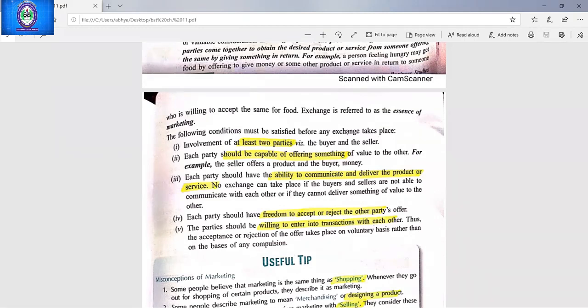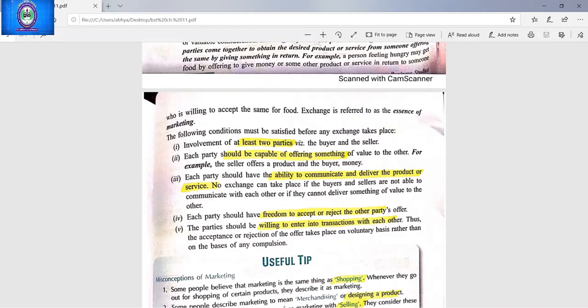Next, each party should have freedom to accept or reject the other party's offer. It means there is no foundation that if you have entered my shop, then you have to buy the product. There cannot be such type of foundations. So each party should be free to accept or reject the offer. Suppose the mobile seller is selling a mobile for 20,000 and you are demanding 15,000. So he is free to reject your offer, he is not bound to sell you the mobile. Same way, you are not bound to purchase from him.